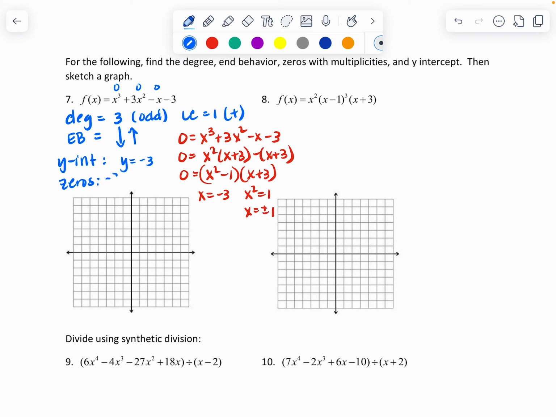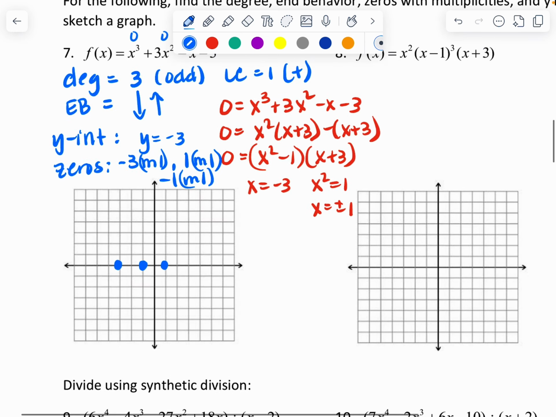So what are my zeros here? I have a -3 with a multiplicity 1. I have a 1 with a multiplicity 1, and I have a -1 with a multiplicity 1. I'll put those in parentheses. Okay, so what does that mean? Because the multiplicity is odd, that means you're going to go through, right? No bouncing on this one. Okay, so let's put those zeros on there first. So I have a 0 at -3, I have a 0 at -1, and I have a 0 at 1. Kind of squished together. Let's make it a little bit bigger so we can see it a little bit better.